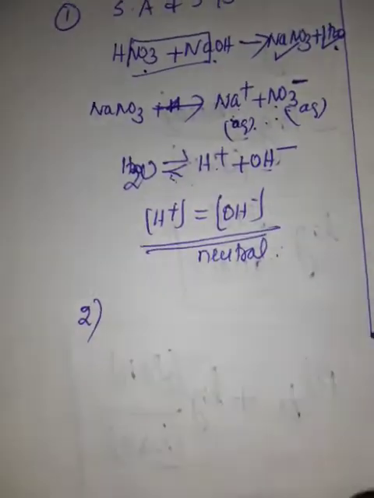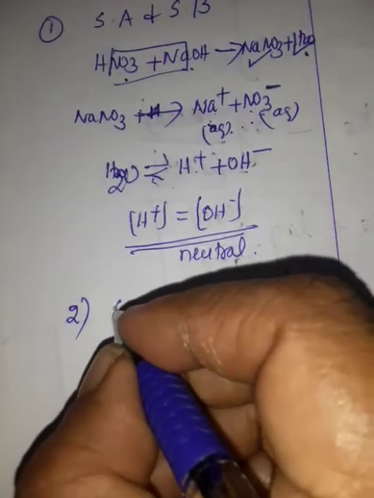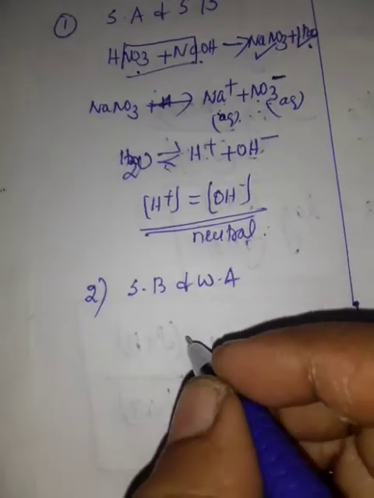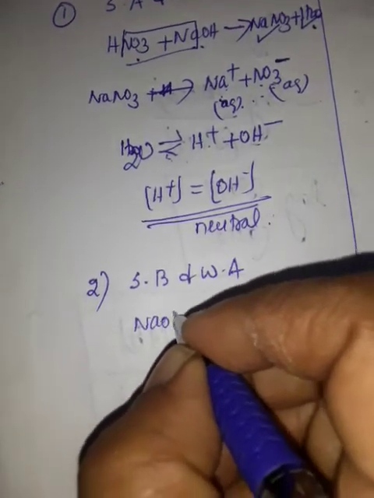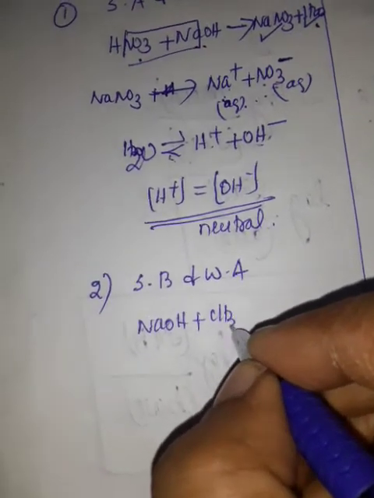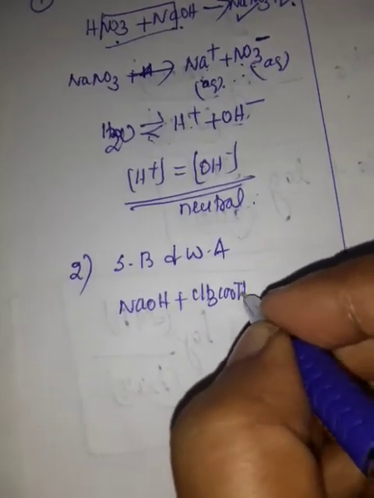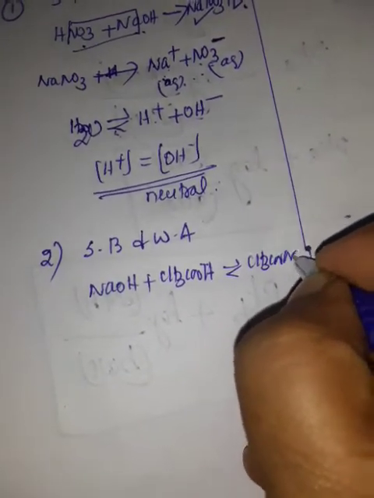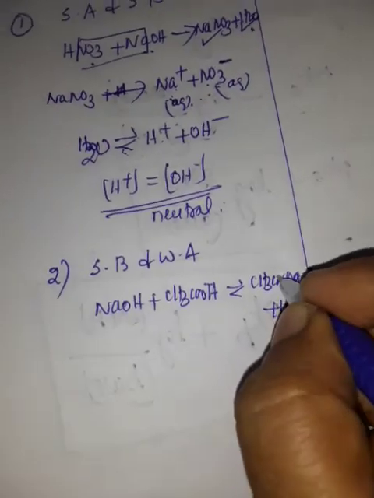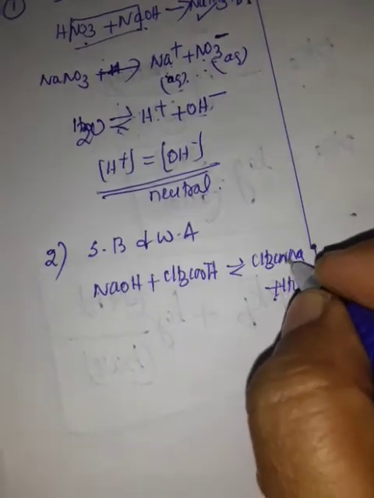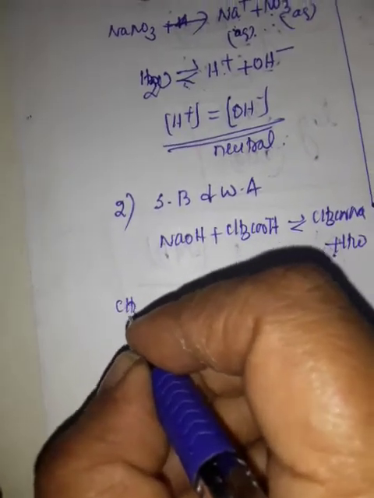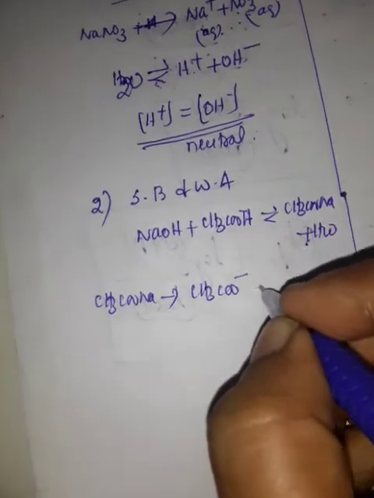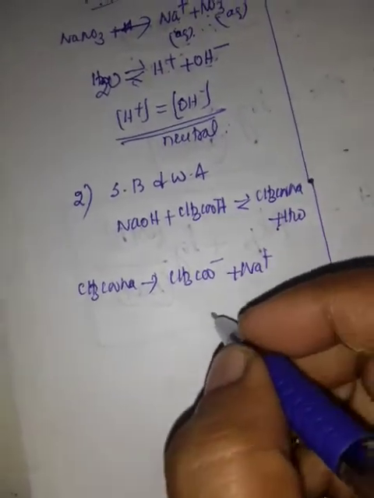Next, number 2, salts of strong base and weak acid. For the strong base take NaOH, and for the weak acid take CH3COOH, giving CH3COONa plus water, salt and water. The salt is completely dissociated, so CH3COONa gives CH3COO- plus Na+.